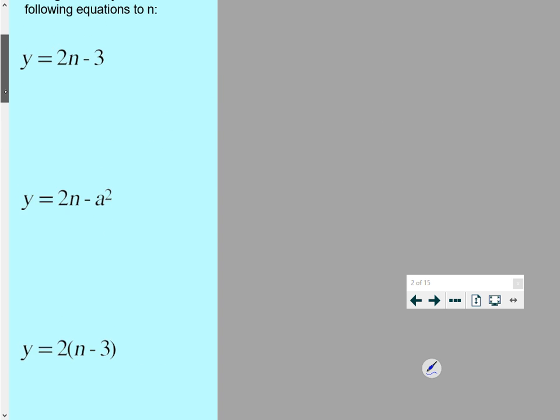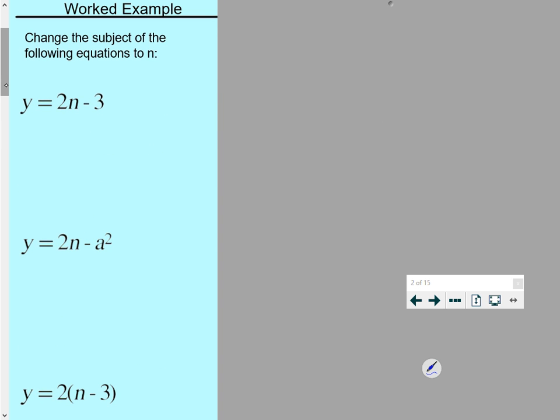So when I'm going through these, I'm going to make n the subject. What I'm trying to imagine is, if I was to substitute a value in for n, what's the first thing that I would do to it? So if I was to put n in as a 5, the first thing that I would do is be multiplying that by 2. Then, whatever the answer to that is, I would be taking away 3 from it.